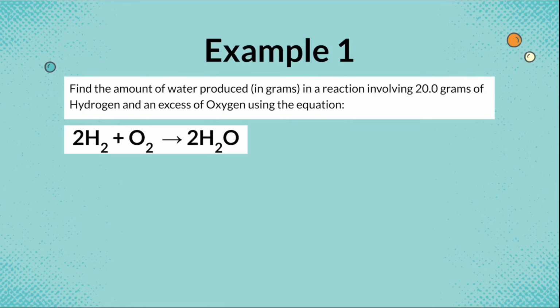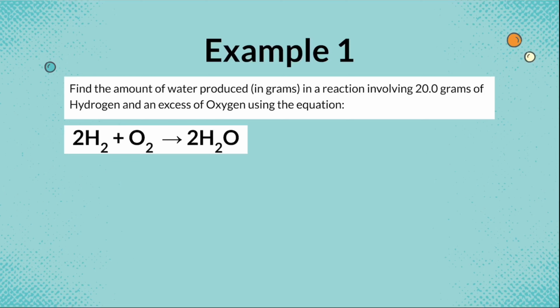Alright, so here's a simple example. Find the amount of water produced in grams in a reaction involving 20.0 grams of hydrogen and an excess of oxygen, using this equation here, which is 2H2 plus O2 is equal to 2H2O. Now, make sure to notice that we have three significant figures for our 20.0 grams of hydrogen.